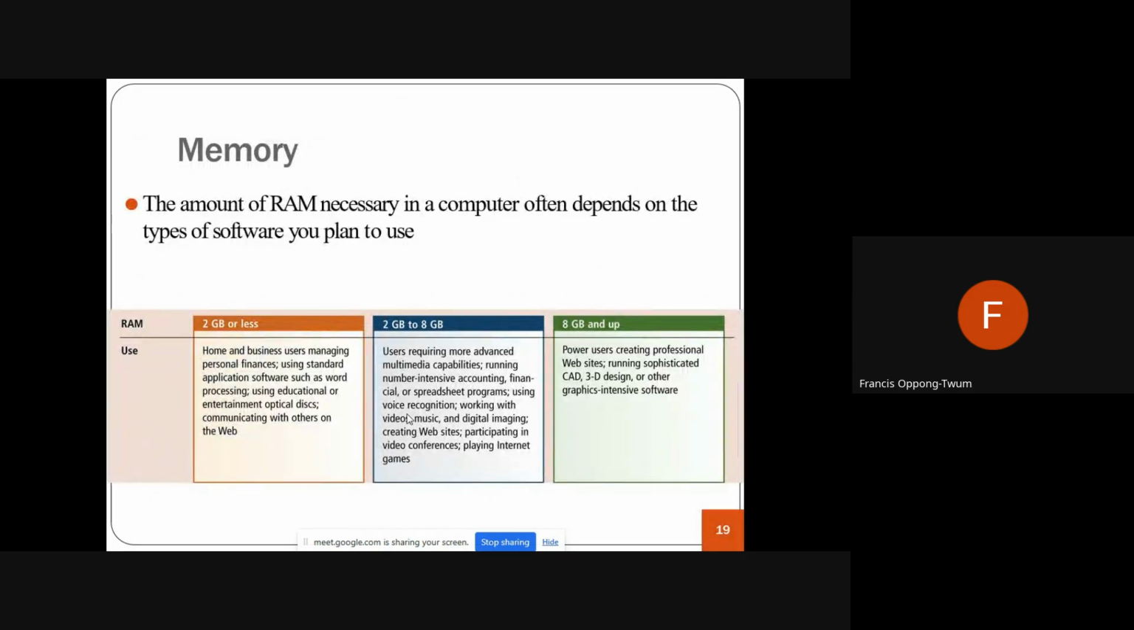Is there any question on the memory? Any question?